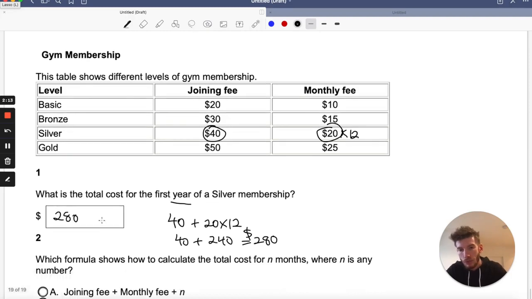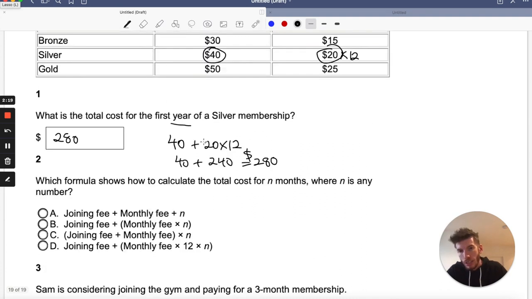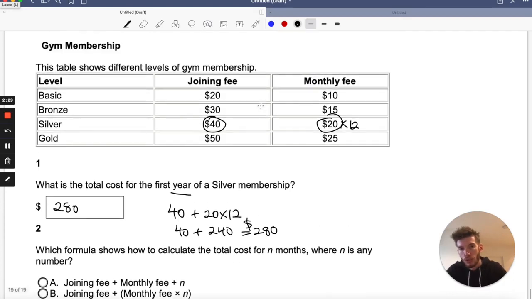If we come to the second one, it's asking you to derive a formula. And so even though you could probably look at this and just say, well, okay, well, 40 was the joining fee, 20 was the monthly fee, and just replace them right there, and 12 is the number of months. We can also use this structure here.